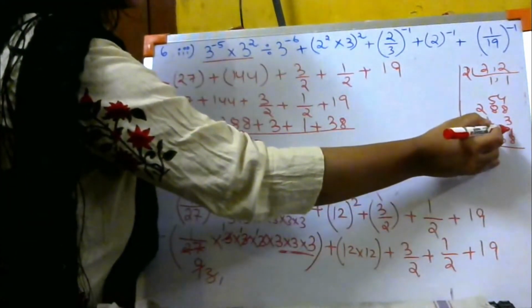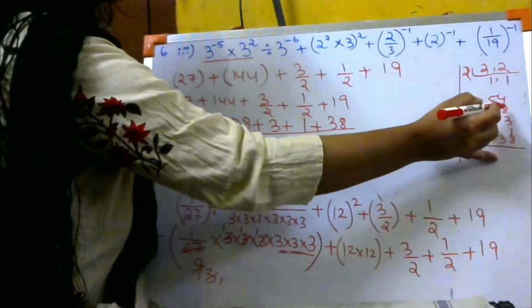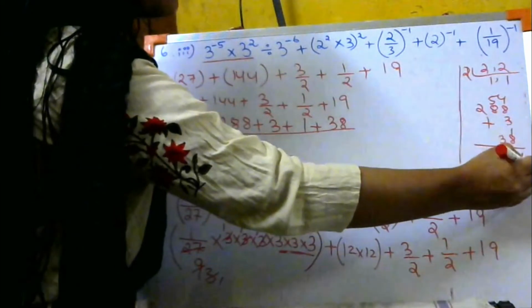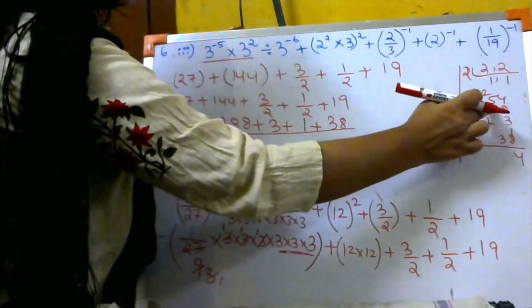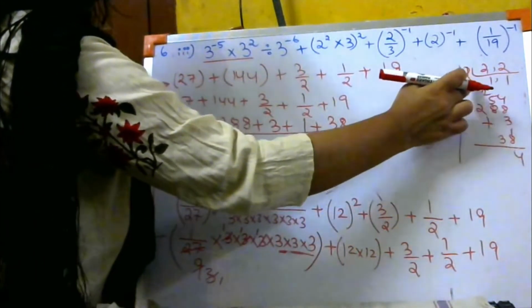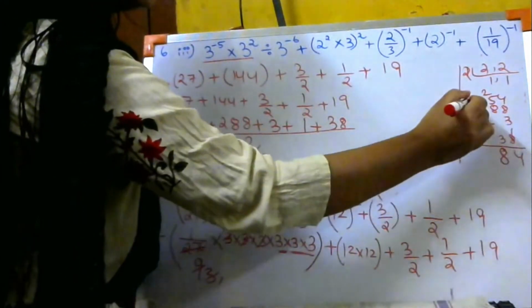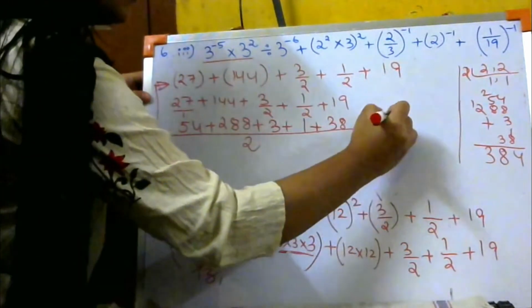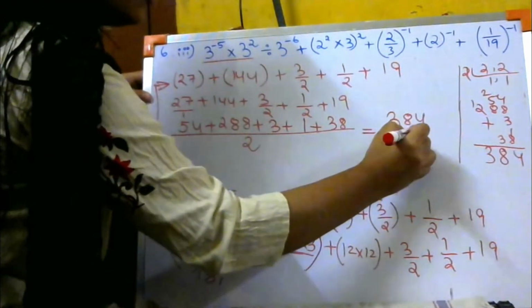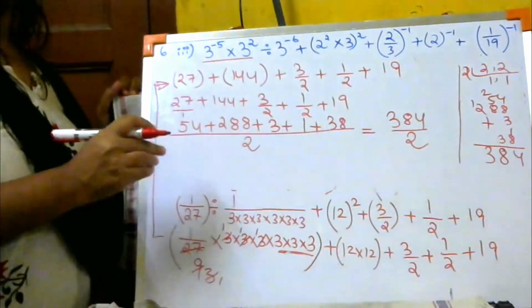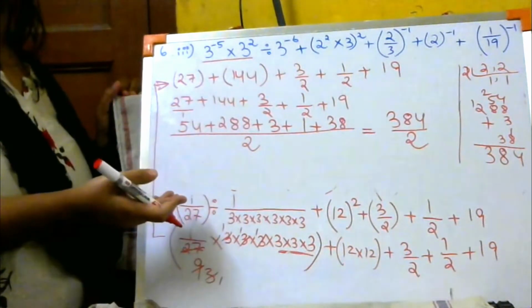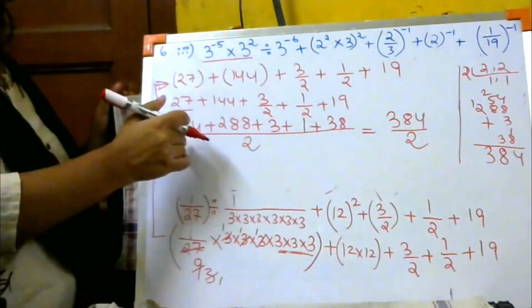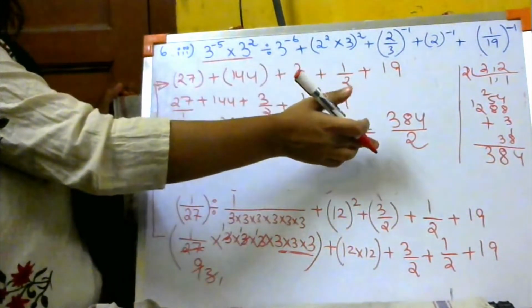Okay. 8 plus 1 is 9, 9 plus 3 is 12, 12 plus 8 is 20, 20 plus 4 is 24. So 4 goes down, 2 carried up; 3 8s, it is 11, 16, 17, 18, 1 at the top, 3, 384. So you are getting over here 384 by 2. Clear? I hope you understood. We just did addition of fractions. You people have been doing this from class 6 onwards. So fractions addition I have done. I have got the answer 384 by 2.